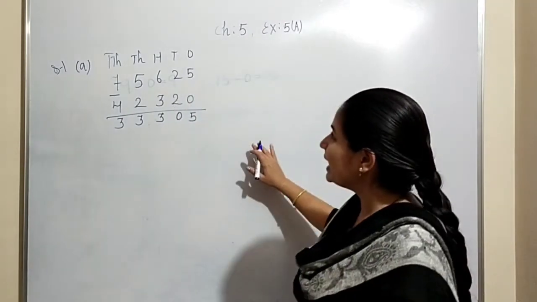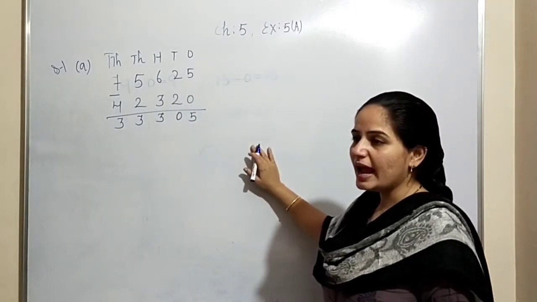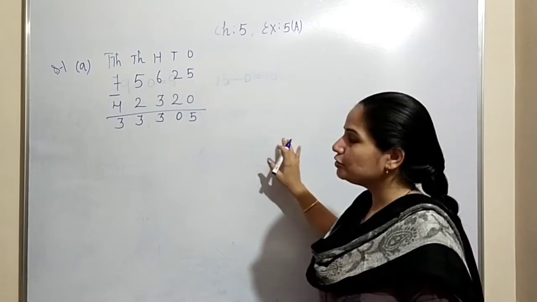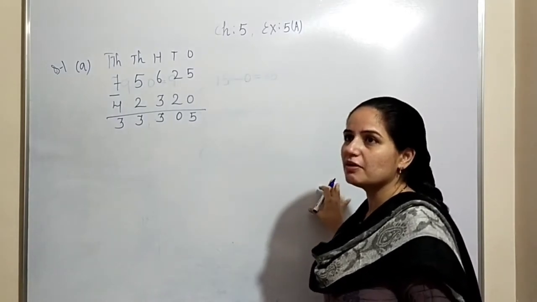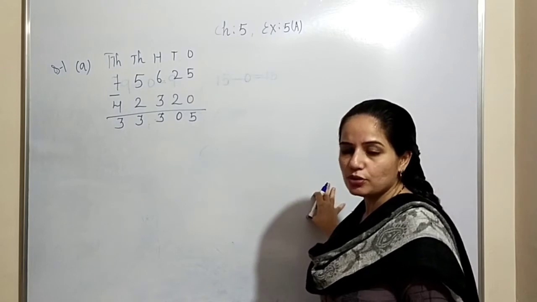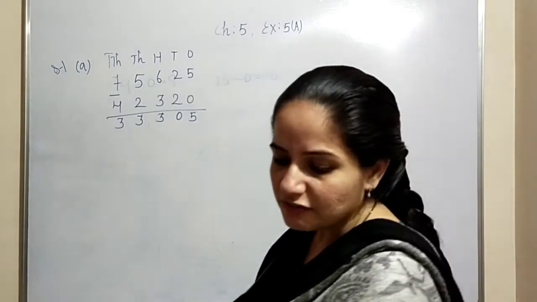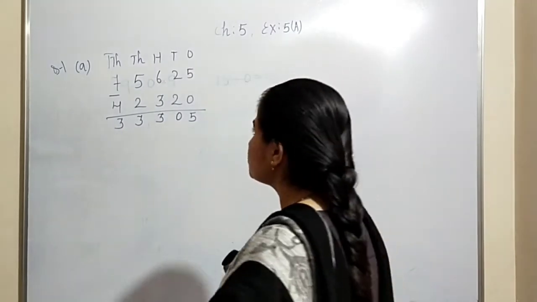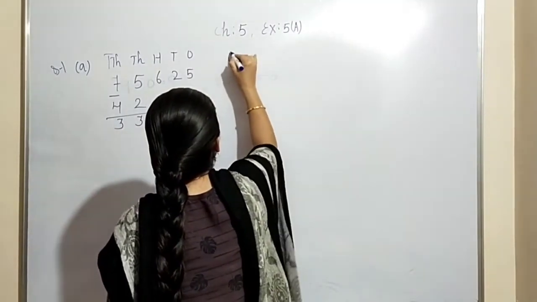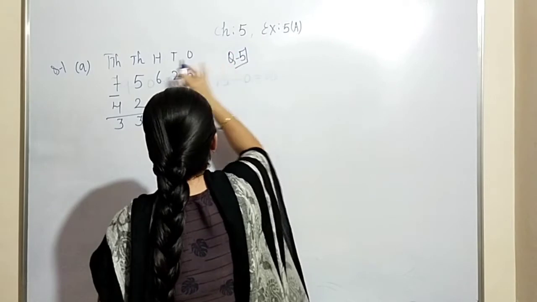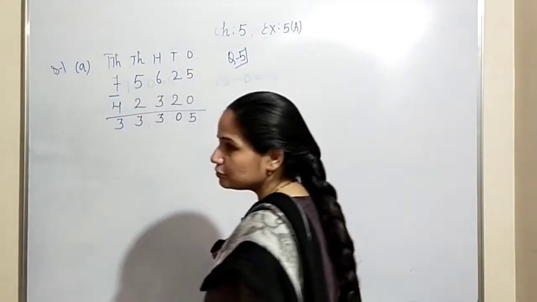This way you will solve all the subtraction sums up to question number 4D. I have done 1A for you, and in this way you will solve the questions up to 4D in your textbook on your own. Now we will move to question number 5, in which you are given numbers without arranging. We'll have to arrange them in columns like this and then subtract.